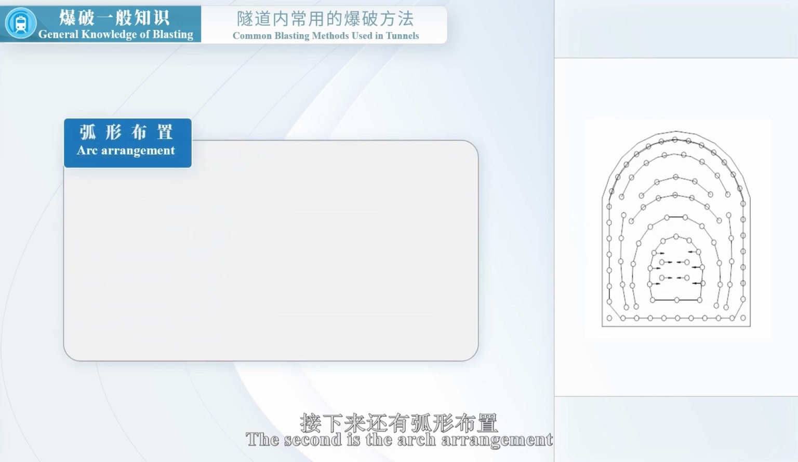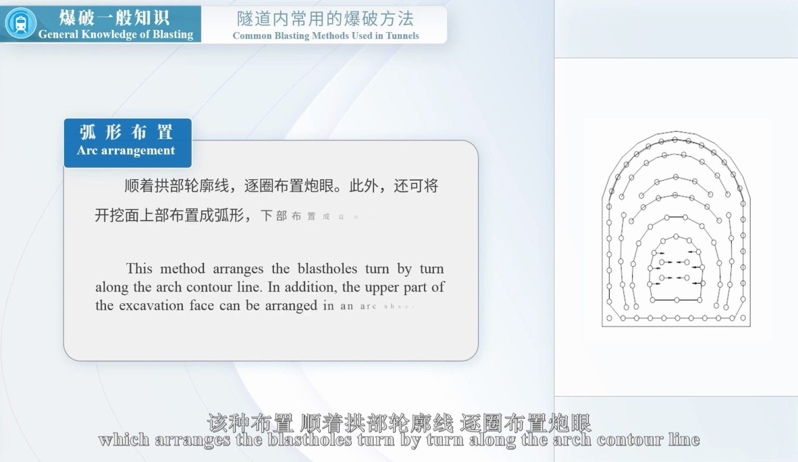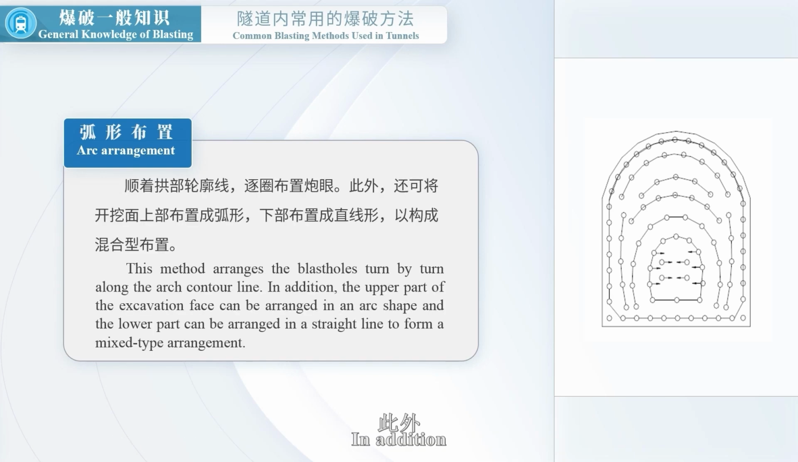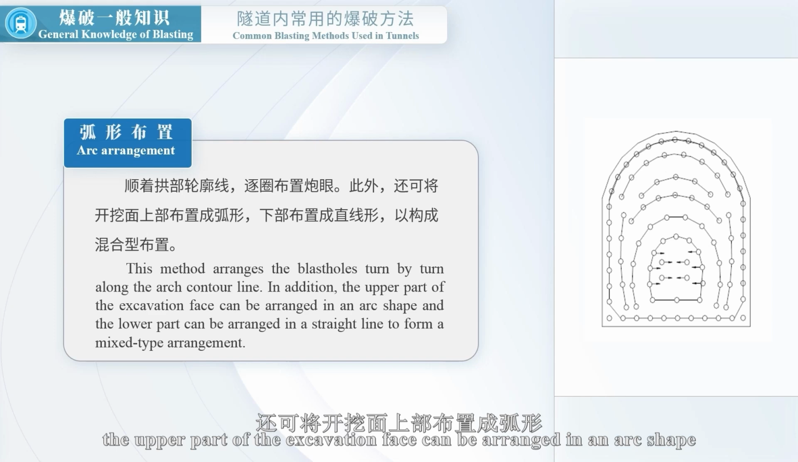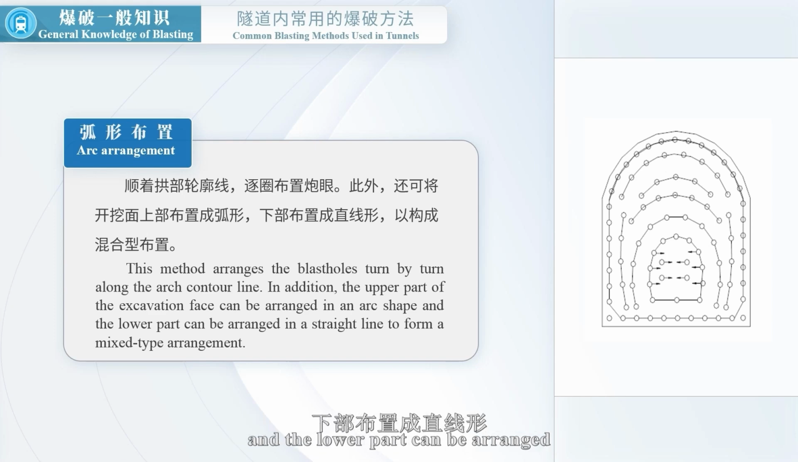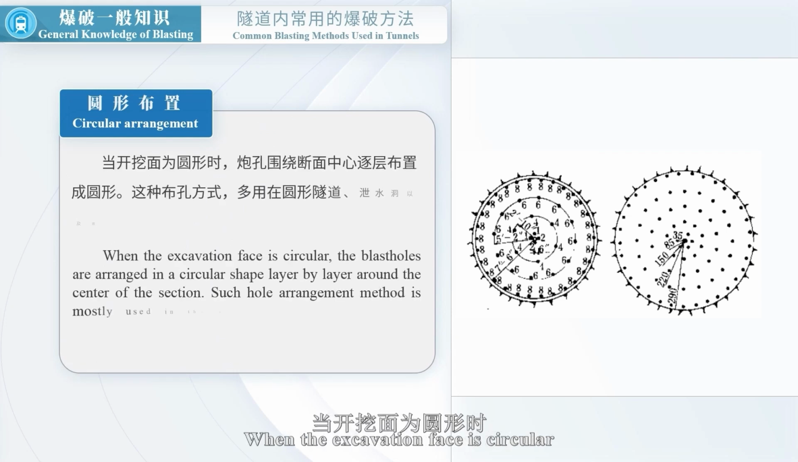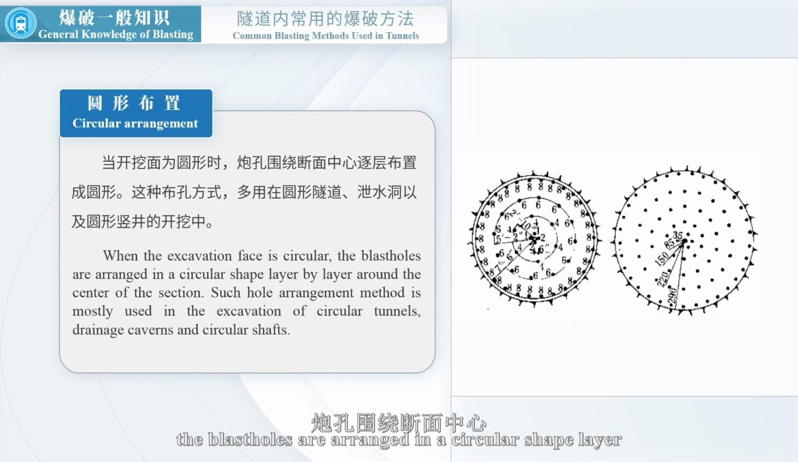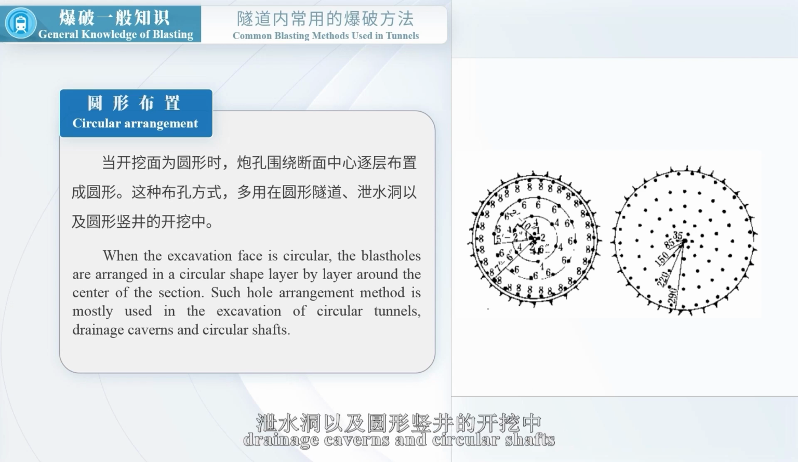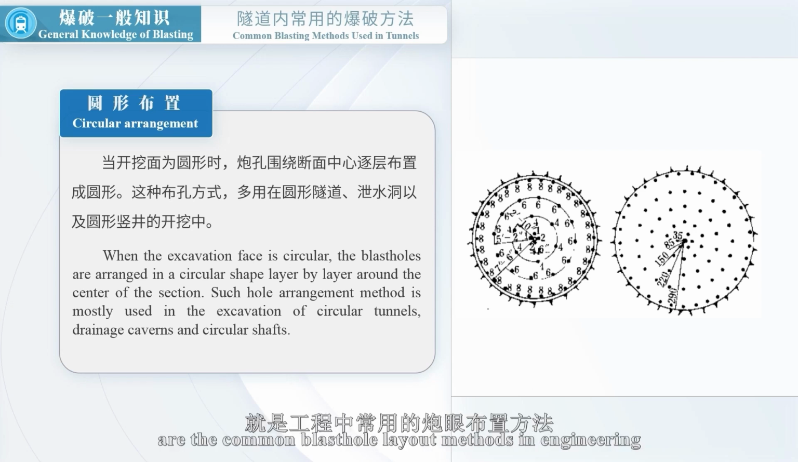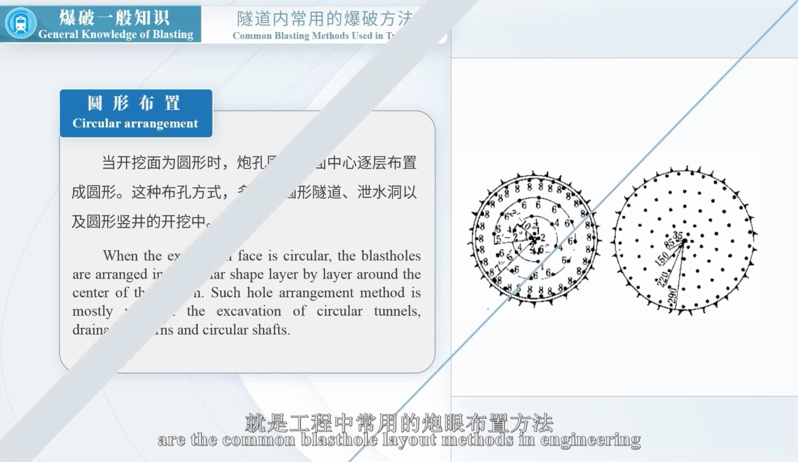The second is the arch arrangement, which arranges the blast holes turn by turn along the arch contour line. In addition, the upper part of the excavation face can be arranged in an arc shape, and the lower part can be arranged in a straight line to form a mixed type arrangement. The last is the circular arrangement. When the excavation face is circular, the blast holes are arranged in a circular shape layer by layer around the center of the section. Such hole arrangement method is mostly used in the excavation of circular tunnels, drainage caverns, and circular shafts. The above 4 layout methods are the common blast hole layout methods in engineering.